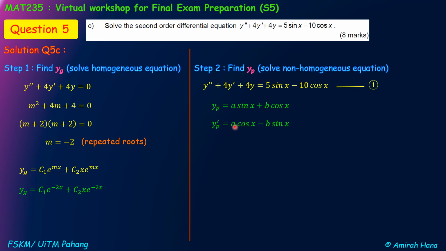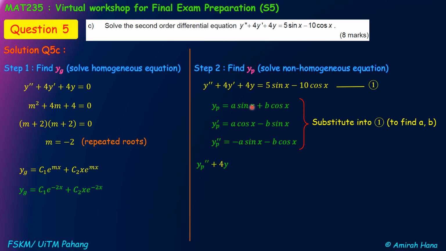We need to differentiate two times. So after that, we find yp double prime equals, we differentiate A cos x, we have negative A sin x, and then we differentiate B sin x, we have minus B cos x. After we find yp, yp prime, and yp double prime, we need to substitute into equation 1 to find the values of A and B so that we can find yp.